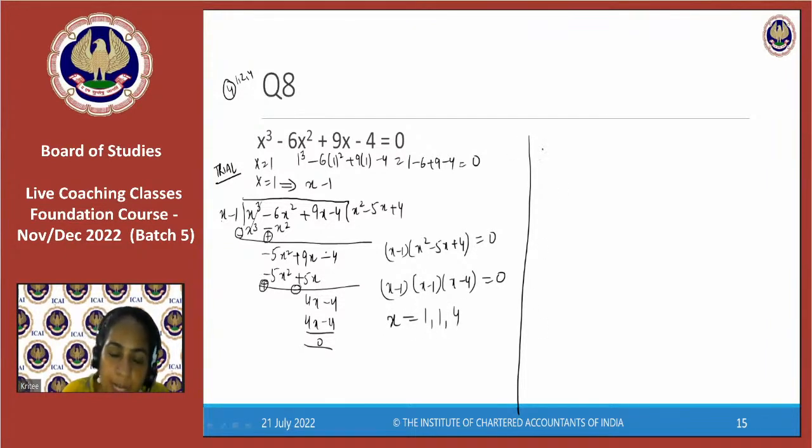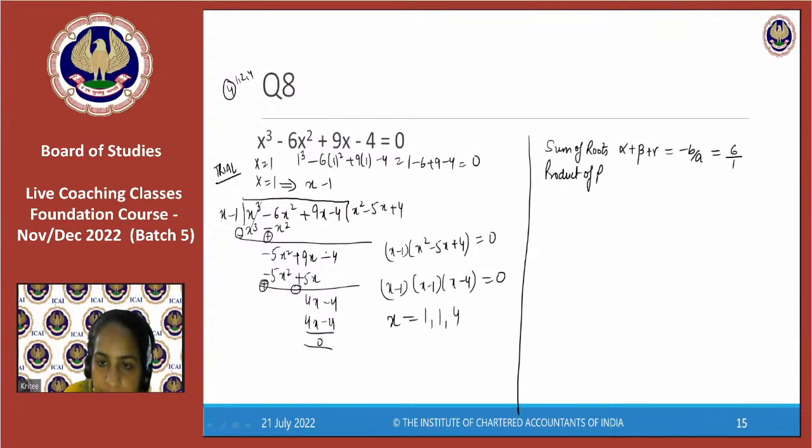Okay. I'll teach you another method. Another method is just like sum of roots. Okay, sum of roots here. In the cubic equation, the roots are alpha, beta and gamma. Sum of roots is minus b by a, so it is 6 by 1. Product of roots, alpha beta gamma, is minus d by a here. This is d, so that is equal to 4.